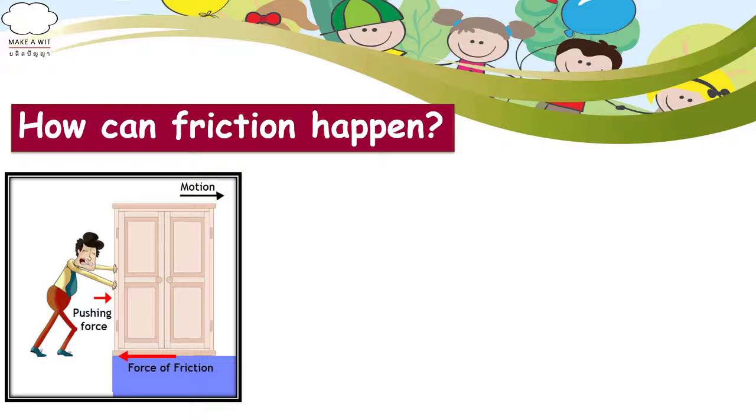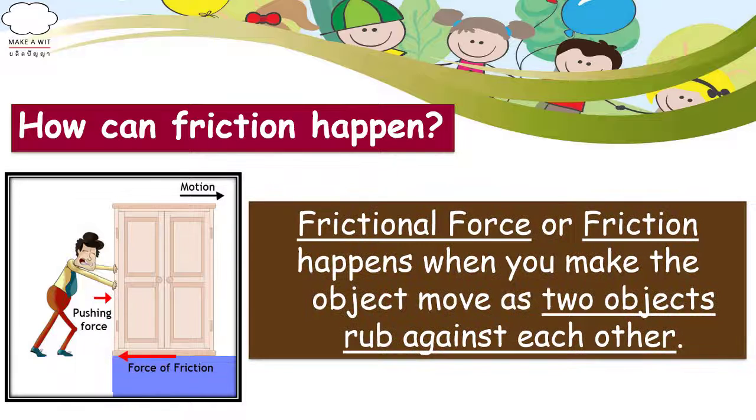Okay. How can friction happen? Look at the picture. The man is trying to move the door to the right. But the force of friction is going to the left. So, frictional force or friction happens when you make the object move as two objects rub against each other.